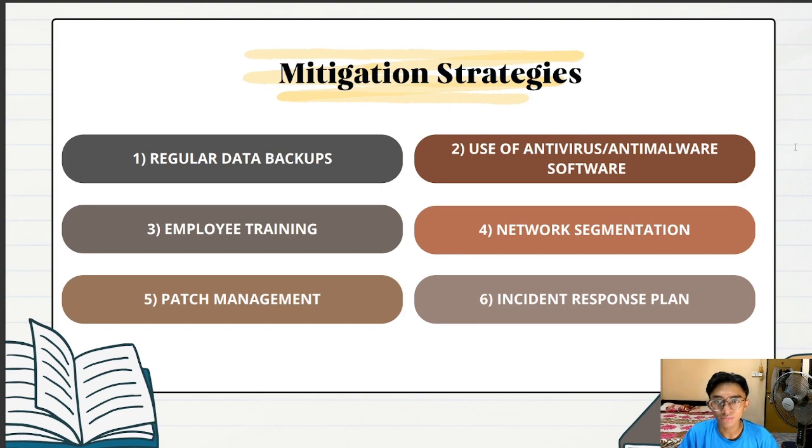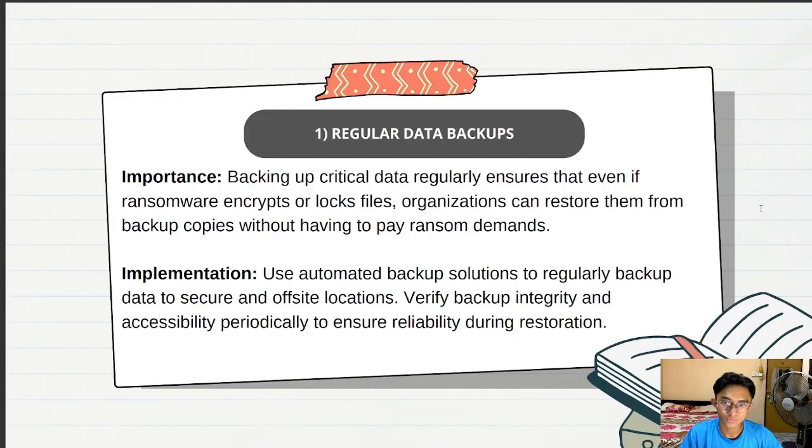Okay, in this slide, I will present about mitigation strategy. In mitigation strategy, we have 6 points. The first one is regular data backups. The second one is use of antivirus and anti-malware software. Next is employee training. Number 4 is network segmentation. Number 5 is patch management. And the last one is incident response plan. Okay, next we will go one by one through those points.